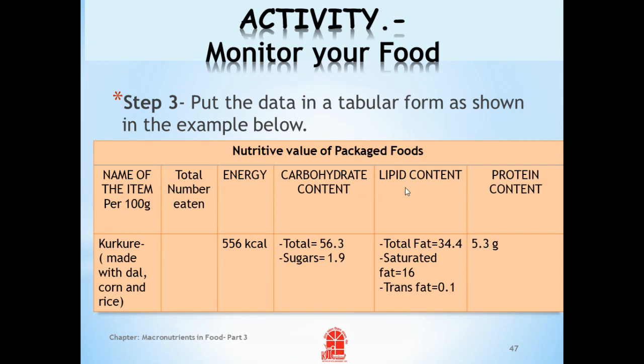So what I had at home was a kurkure packet made with dal, corn, and rice. Here, you have to write down the total number eaten in the entire week. So you're going to make a big chart now, and you're going to keep this part blank. At the end of the week, you fill up this figure of how many you have eaten of this particular type of snack. Then you write down the energy that it provides, the carbohydrate content, the lipid content, and the protein content. All right? And all these values you will get from the package itself.